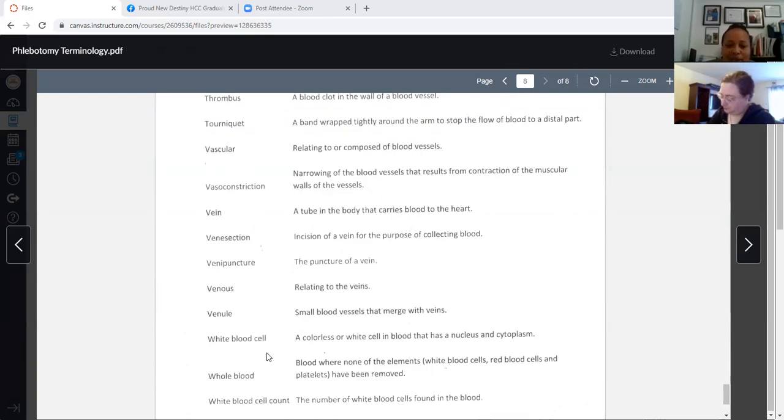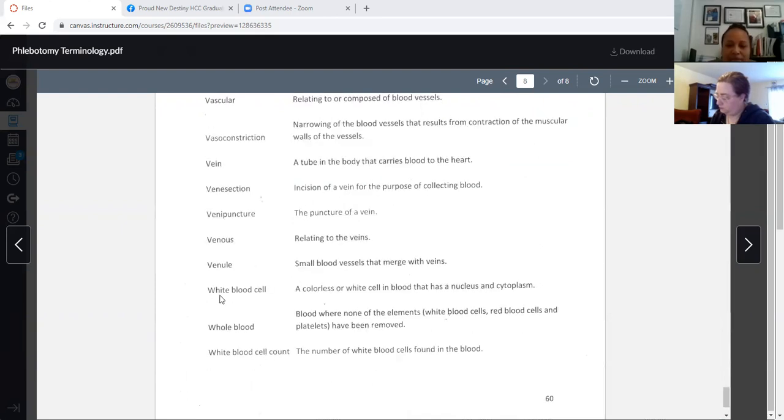White blood cell, a colorless or white cell in blood that has a nucleus and cytoplasm. Highlight white blood cell. We're going to be talking more about that one later.